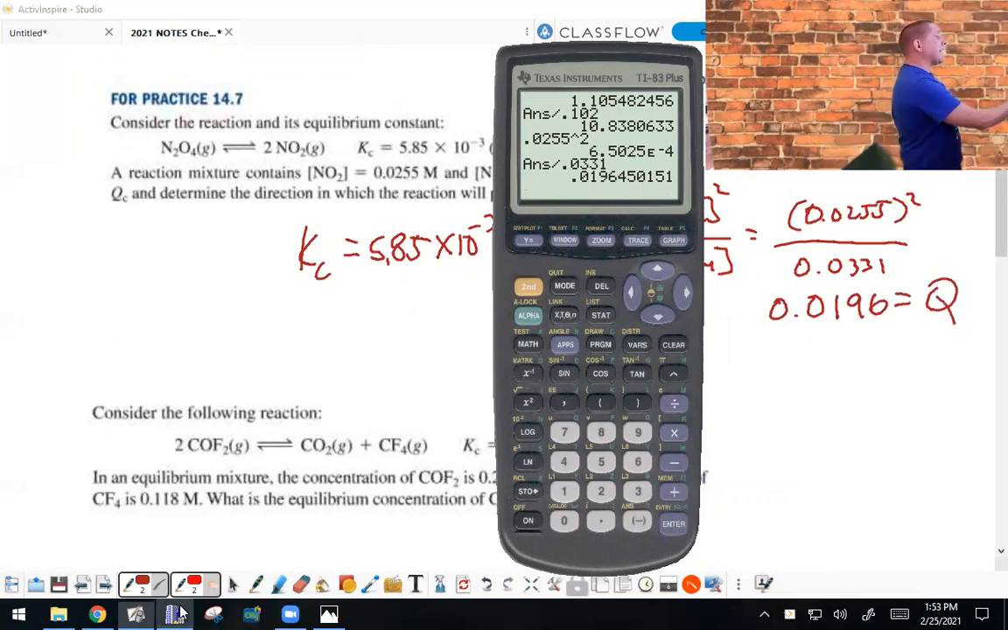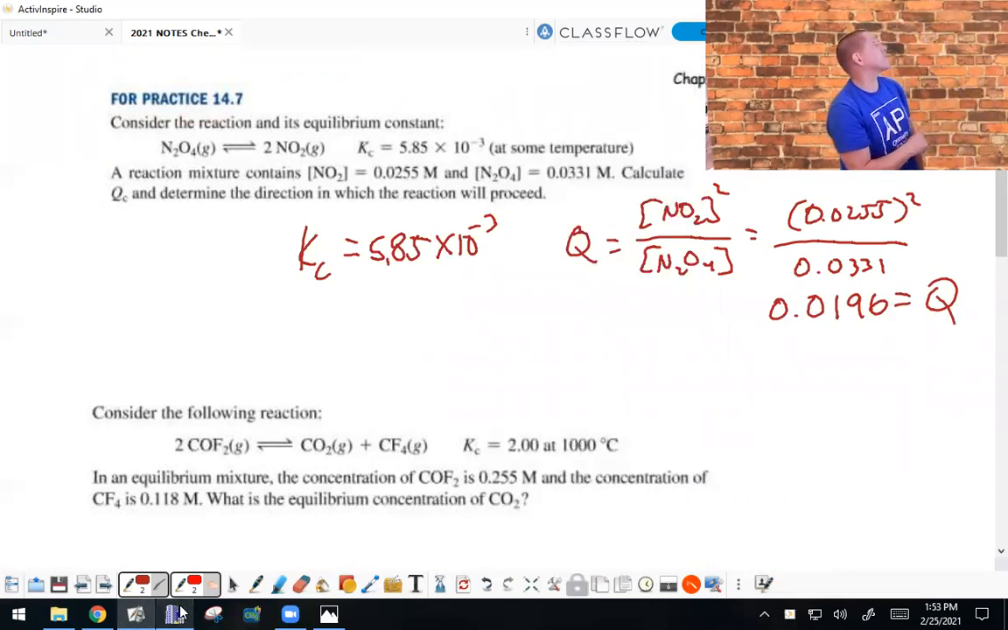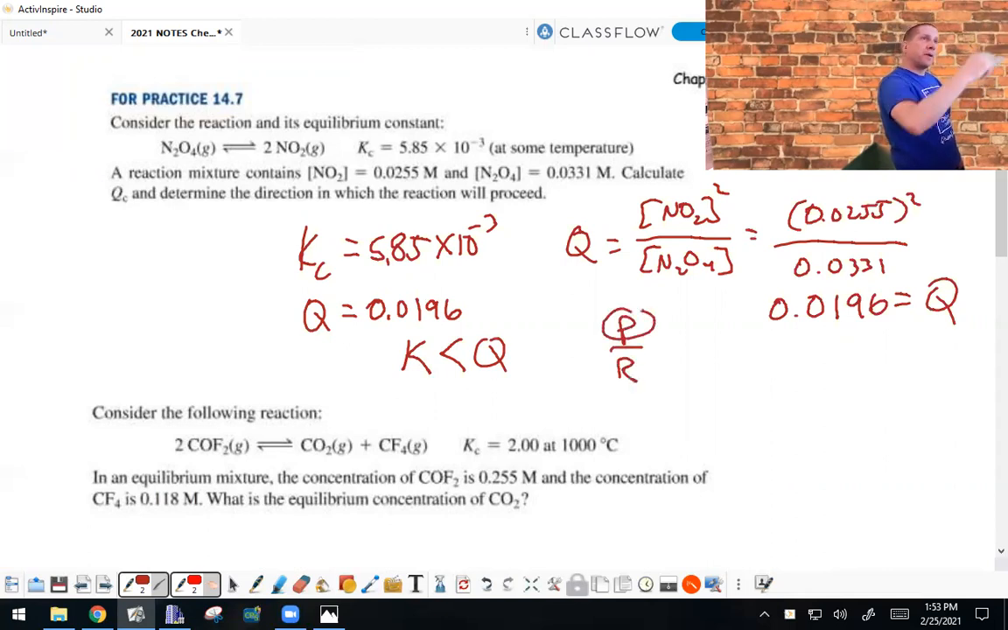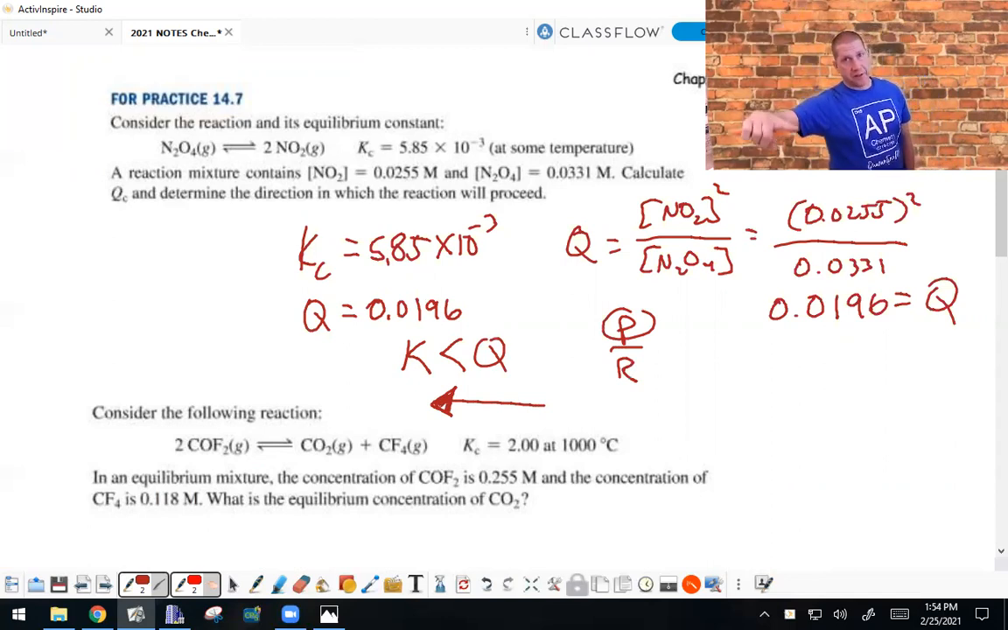All right, well, it's definitely not at equilibrium. Oh, no, actually, they didn't even ask if it was at equilibrium. So here's our K value. Q is 0.0196. So Q is greater than K. Q is greater than K. So products over reactants, we have too many products this time. It's too high. So this time it's going to shift to the left, which will decrease the value of Q until it gets to K, and then you're at equilibrium.